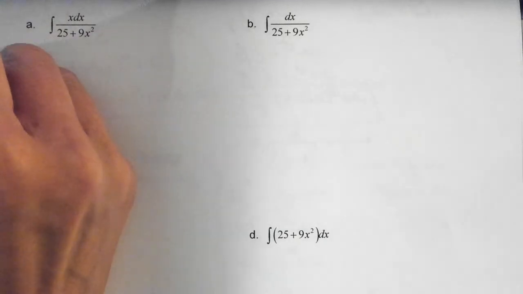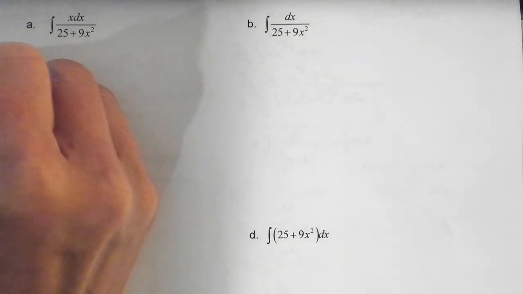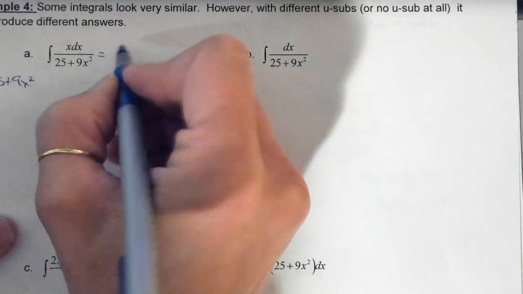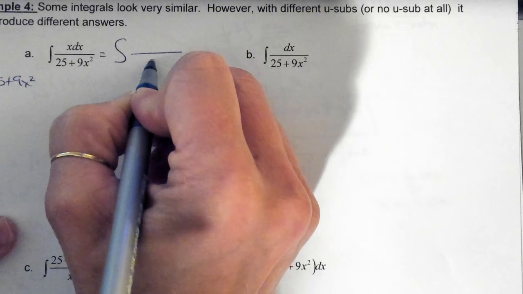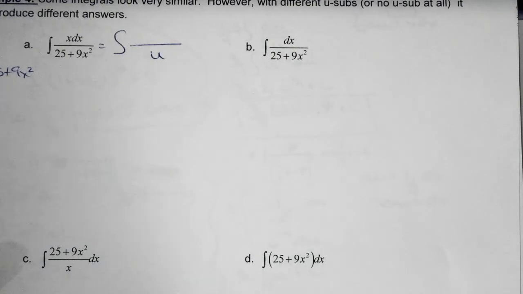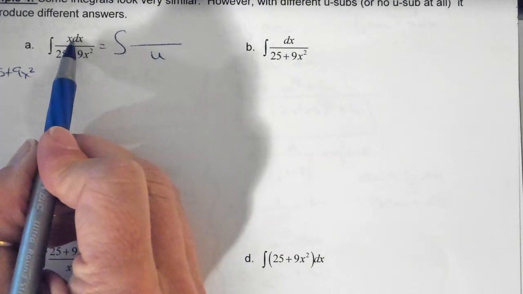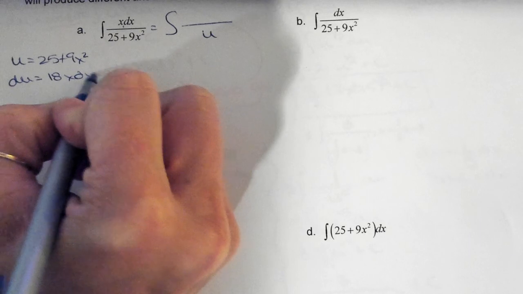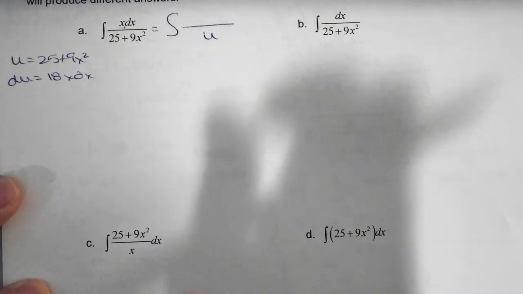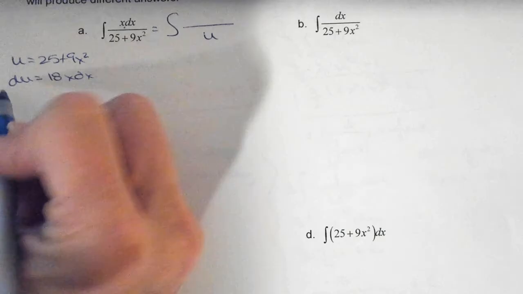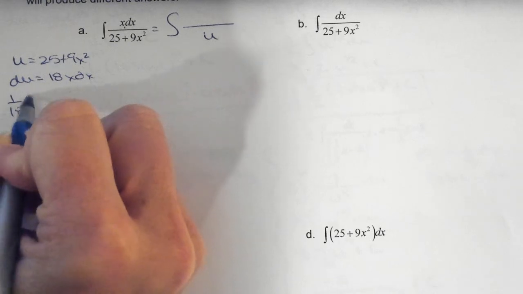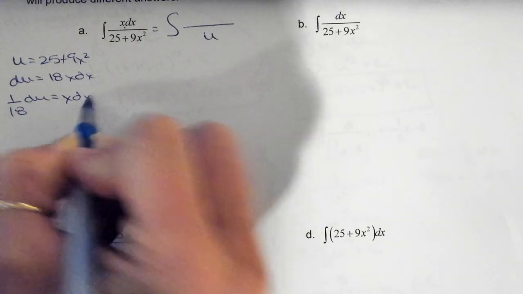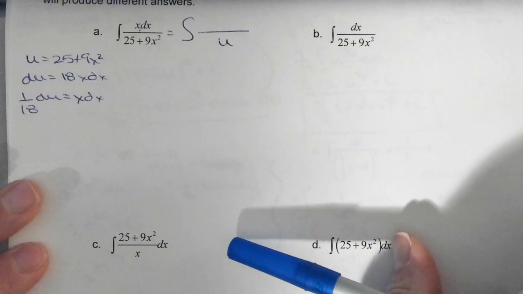We're going to say u is equal to 25 plus 9x squared. So what this now gives me is the integral of something over u. That's fine. I need to get rid of x dx. We talked it through: du is equal to 18x dx. That's not a problem because we're going to divide by 18. So you have 1 over 18 du is equal to x dx. Does that work?